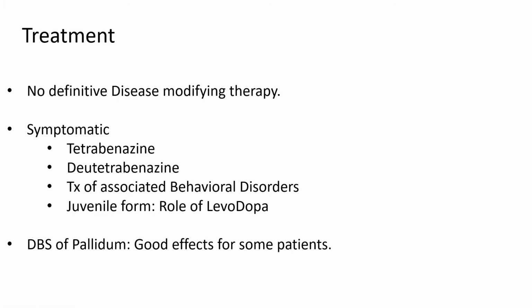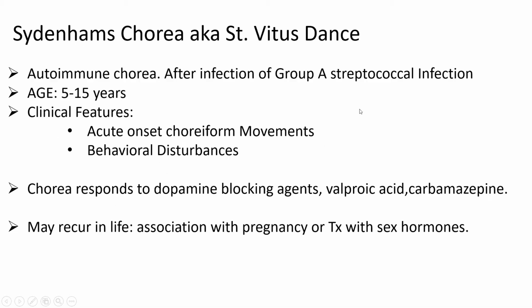So treatment in Huntington disease: there is no disease-modifying therapy associated. Symptomatic therapy does exist, for example, tetrabenazine, deutetrabenazine. Tetrabenazine is nothing but a VMAT inhibitor. It is a vesicular monoamine transporter inhibitor and inhibits the release of presynaptic dopamine. Treatment of associated behavioral disorders is also important. And deep brain stimulation of the pallidum is definitely associated with good effects for some patients.